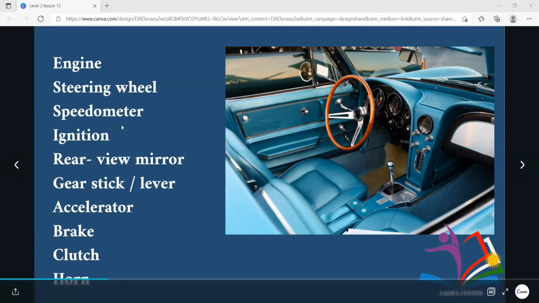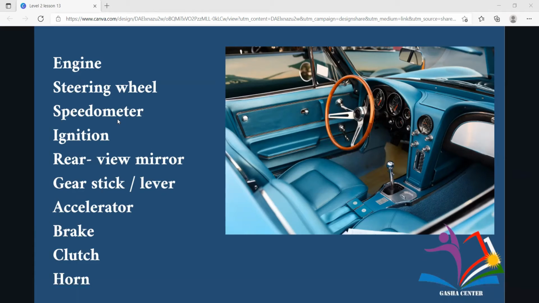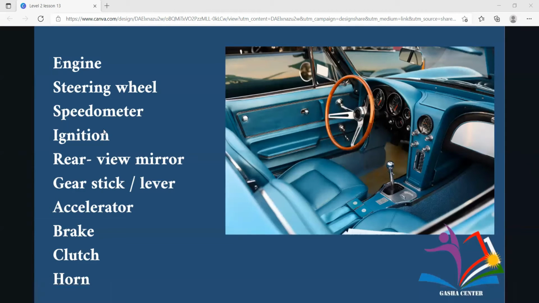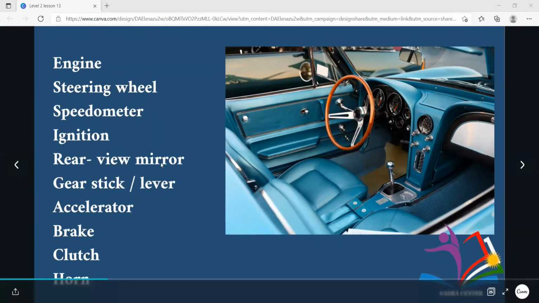And we have speedometer. What is this one? Who knows? Speedometer. It measures velocity. It will measure speed, by kilometers or miles. Yes, that's it. All right. What about ignition, guys? It means starting the car. Yes, the place where you put the key inside. And the rear view mirror.